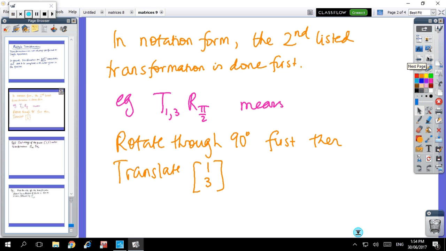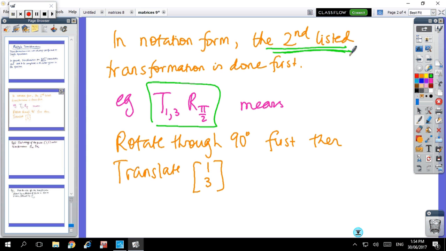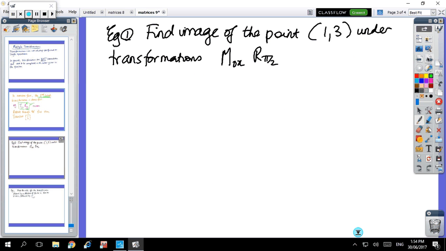Okay, so in notation form, if they list two transformations like that, what you do is you do the second one first, and then you do the first one second. So that means, for instance, this means a rotation through 90 degrees and then a translation of 1, 3. Okay, unless they specifically say do this first and do this second. If they just use notation, it's the second first and then the first is second. Okay, so let's look at two examples.